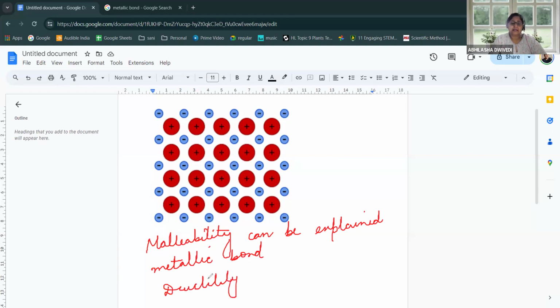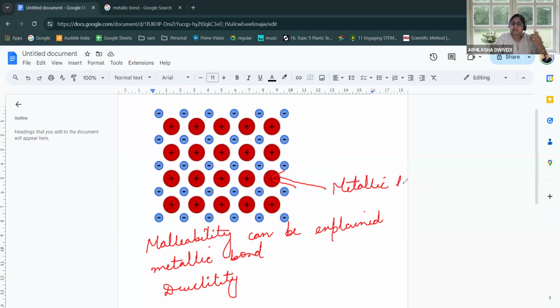And what is ductility? Ductility is the ability to pull a wire from the metal. Non-metals don't have this property. Only metals have this property. So malleability, ductility, conductivity, all these properties can be easily explained by what you are looking at in the diagram as metallic bond.